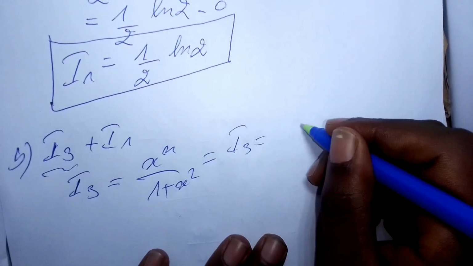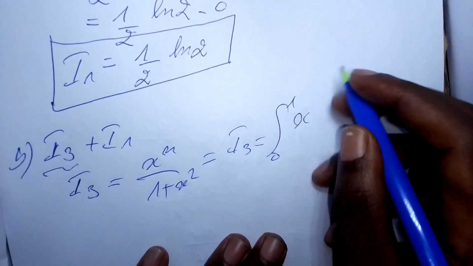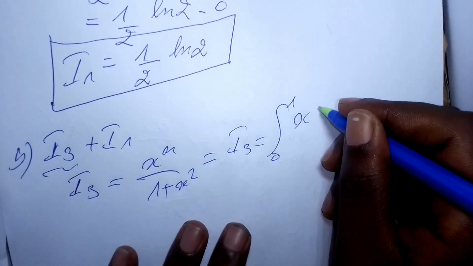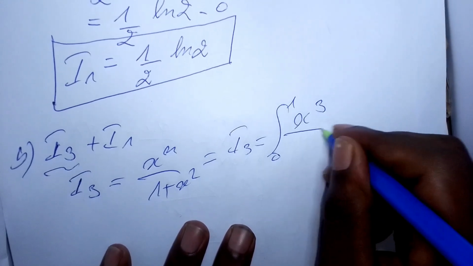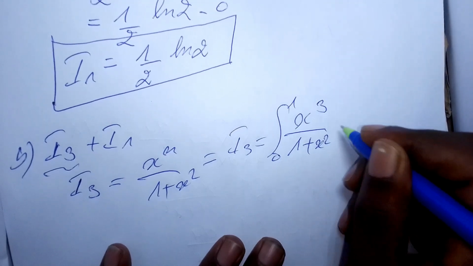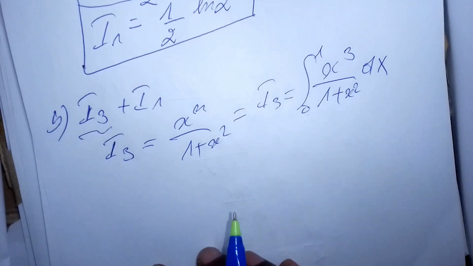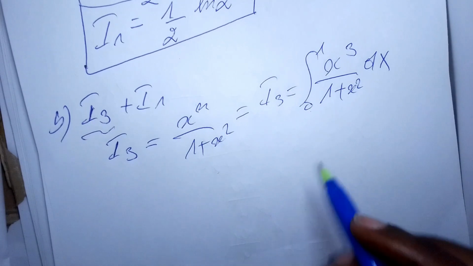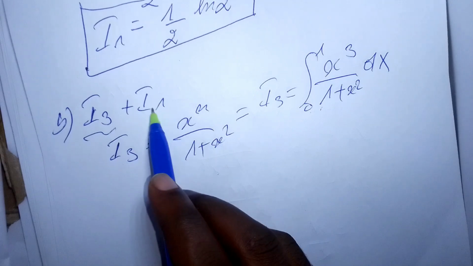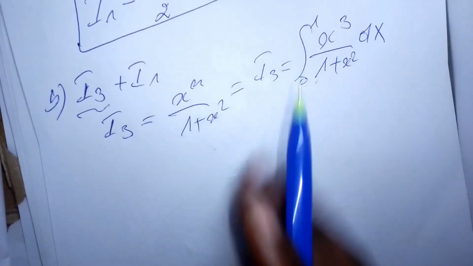So I3 equals the integral from 0 to 1 of x power 3 over 1 plus x squared dx. We are going to find this integral and add it to I1, because I1 is 1 over 2 ln of 2.